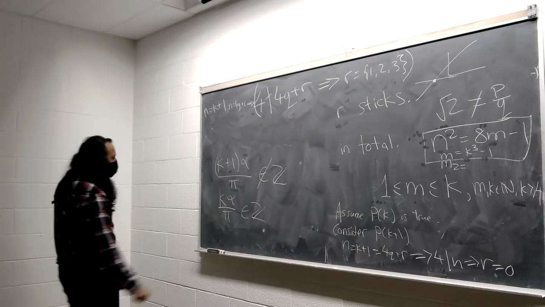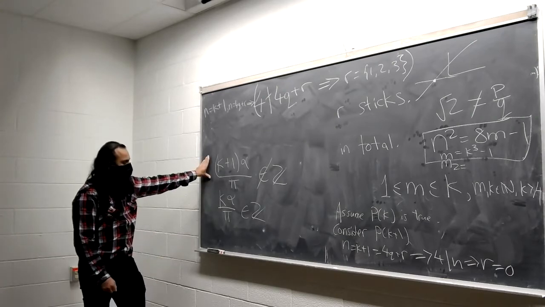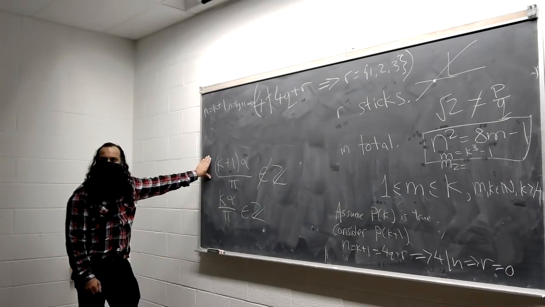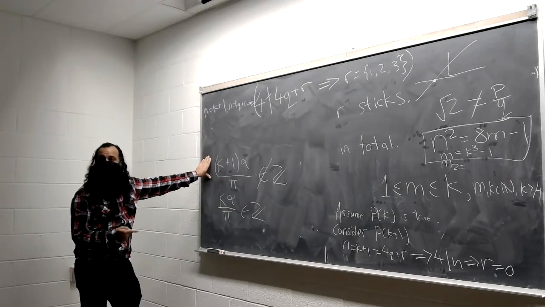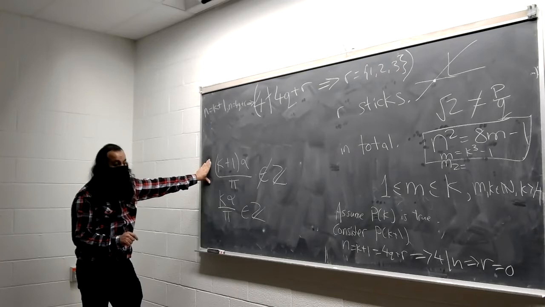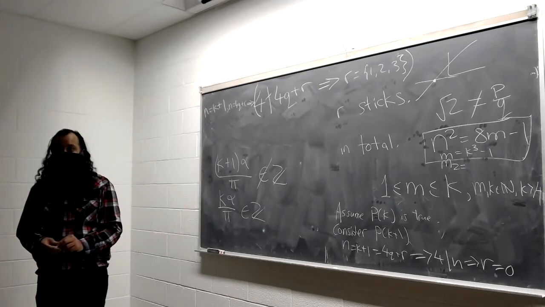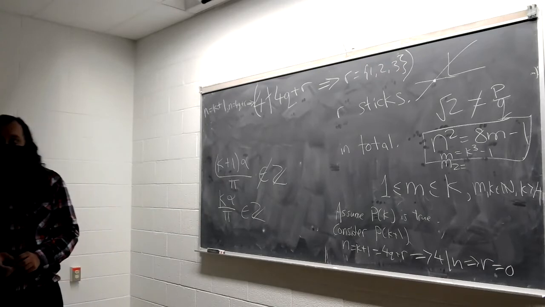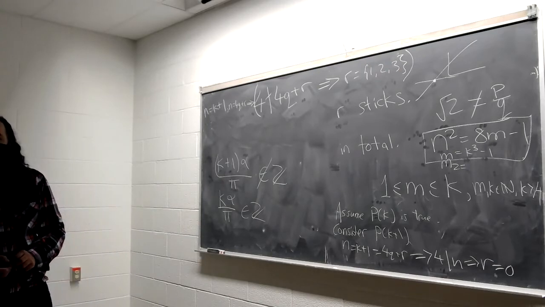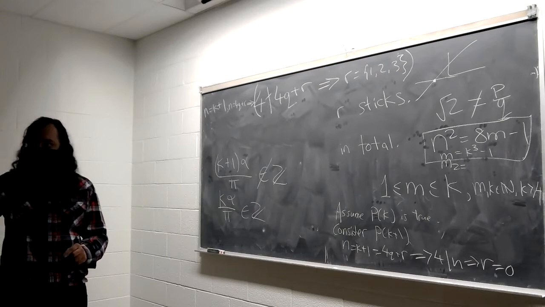So (k+1)alpha over pi isn't an integer. Isn't that part of the question? It says that... without using this? Maybe, I don't know. It might be possible. You want to propose an idea in this tutorial?